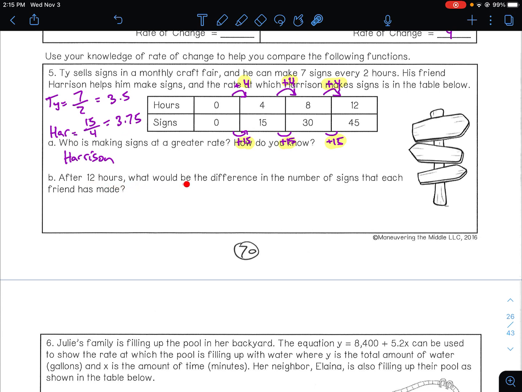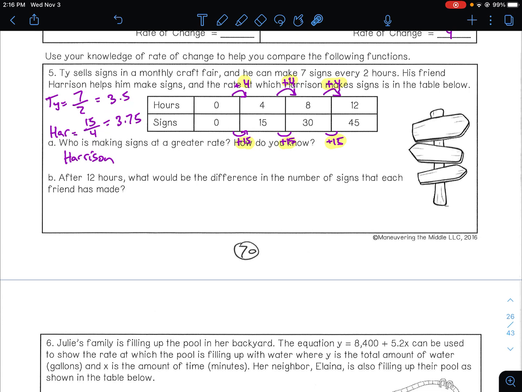After 12 hours, what would be the difference in the number of signs that each friend had made? So we're asking how many signs Harrison and Ty would have made after 12 hours, and what the difference is. We know Harrison would have more, but how many more? So let's figure out how many signs Ty makes after 12 hours.